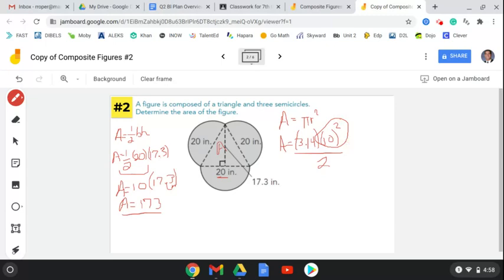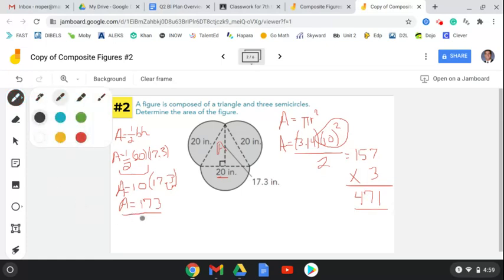And 100 times 3.14 would be 314. Okay, then of course you need to divide by 2. And so you would get 157. Okay, that is the area of one of the semicircles, and you have 3 semicircles, so you need to multiply by 3 because you have 3 semicircles. And so when you do that, you would get 471.